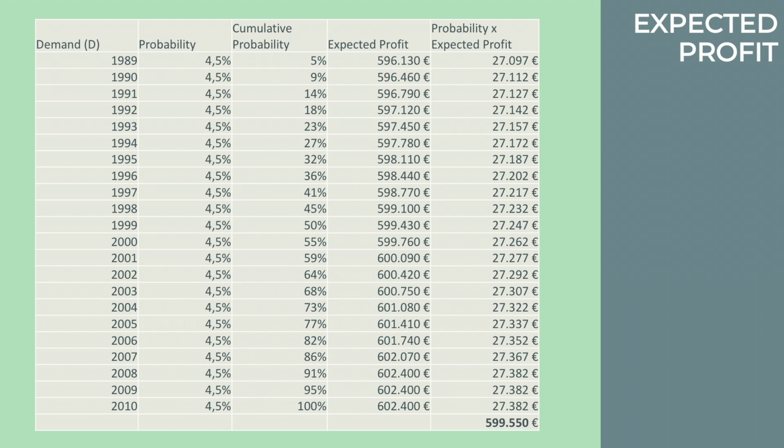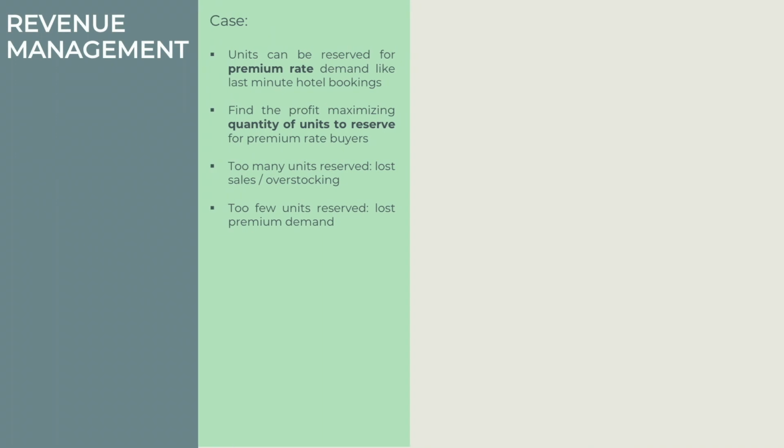There are several other applications of the Newsvendor logic, one of which is revenue management. In this case, units can be reserved for premium rate demand like last-minute hotel bookings. It is the objective to find the profit maximizing quantity to reserve for premium rate buyers. Too many reserved units mean lost sales, and too few premium rate units means lost premium demand.